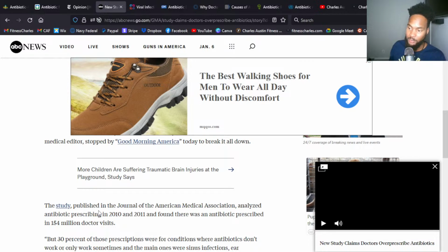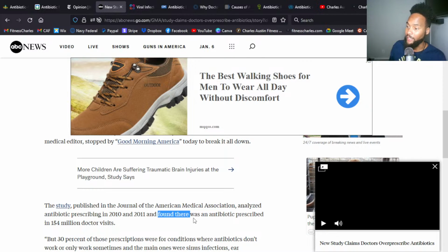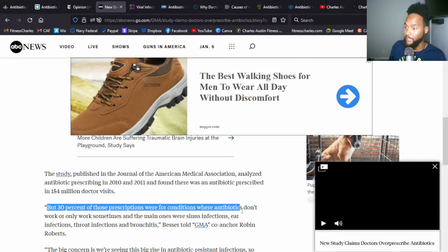Here's another one. The study published by the Journal of the American Medical Association analyzed antibiotic prescribing in 2010 and 2011, so this is a little while ago. They found that an antibiotic was prescribed in 154 million doctor visits. But 30% of those prescriptions were for conditions where antibiotics don't work or only work sometimes.